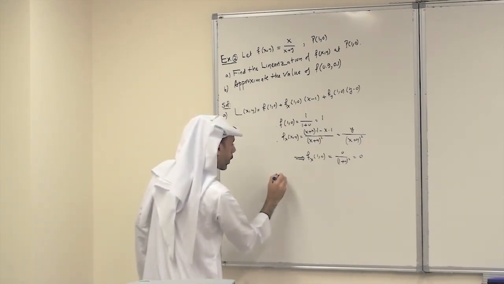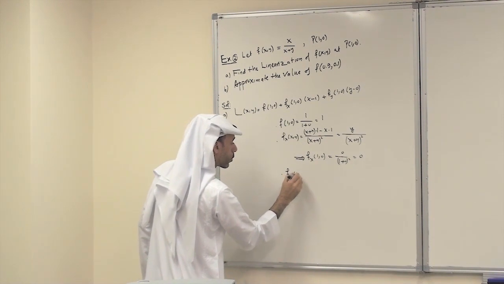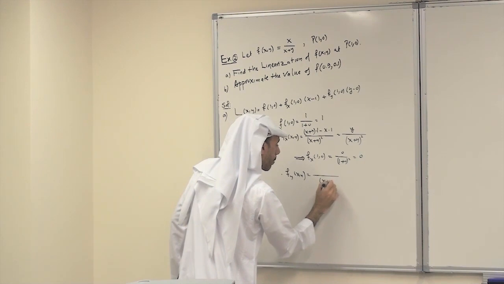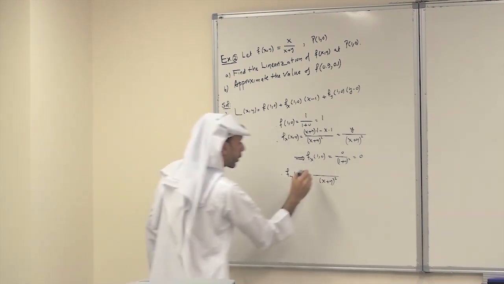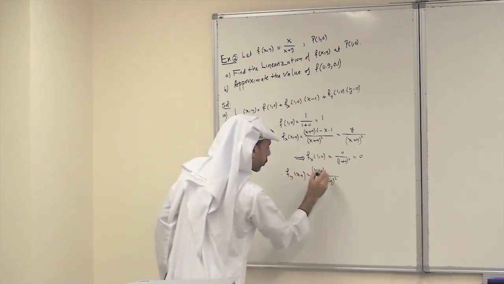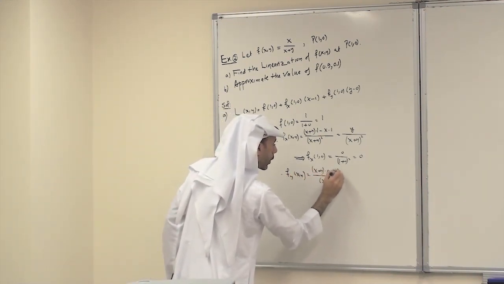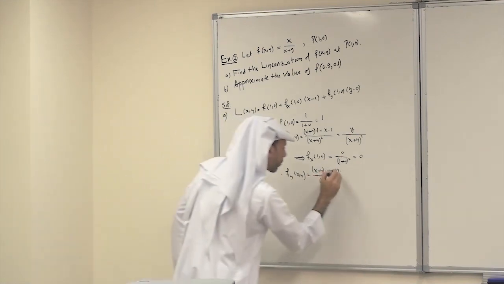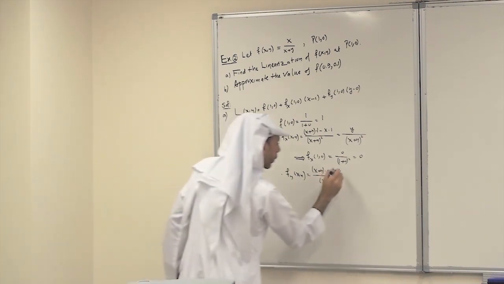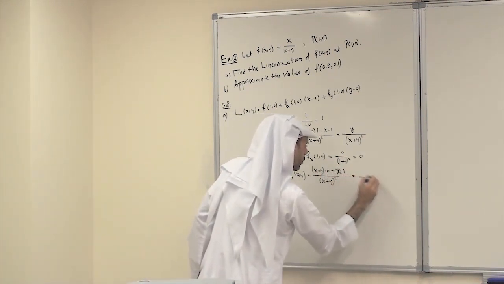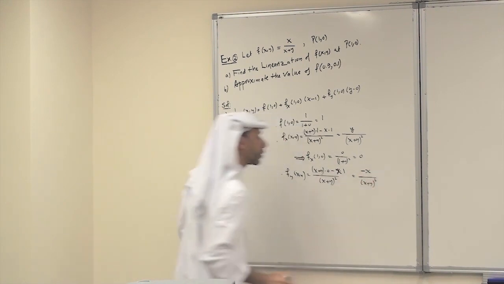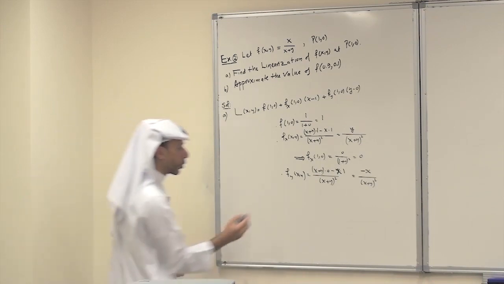Now f sub y, this is f sub y at (x, y). Again, just apply the quotient rule. The denominator, x plus y, times the derivative of the numerator with respect to y, which is just 0, minus y times the derivative of the denominator with respect to y, which is 1. So this gives us just minus x over (x plus y) all squared. We evaluate this at the point (1, 0).